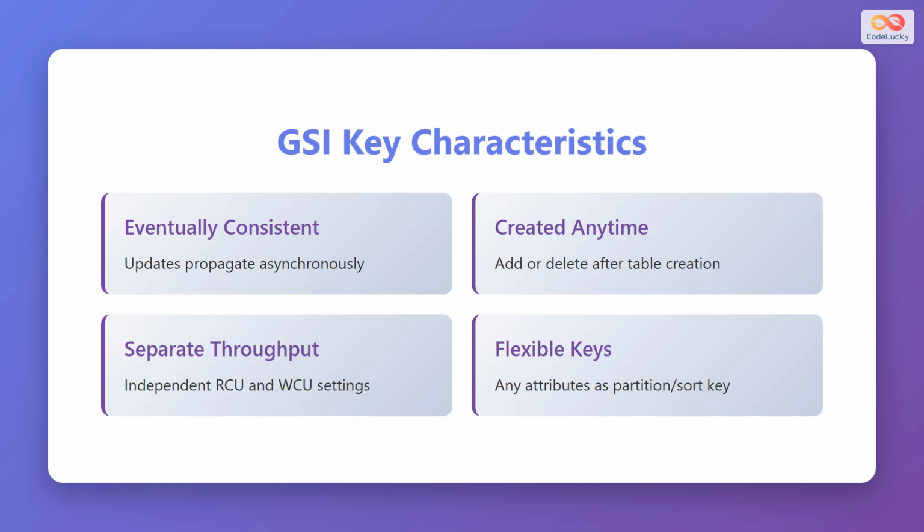Global secondary indexes have 4 key characteristics you need to understand. First, they are eventually consistent, which means updates to the index happen asynchronously and may take a brief moment to reflect changes from the main table. Second, GSIs can be created at any time, even after your table already exists, giving you flexibility to add new query patterns as your application evolves. Third, they have separate throughput settings, meaning you configure independent read capacity units and write capacity units for each GSI. Finally, GSIs offer flexible keys, allowing you to choose any attributes from your table as the partition key or sort key for the index.